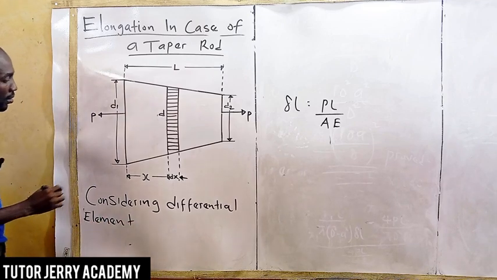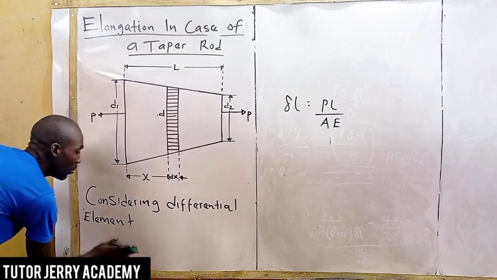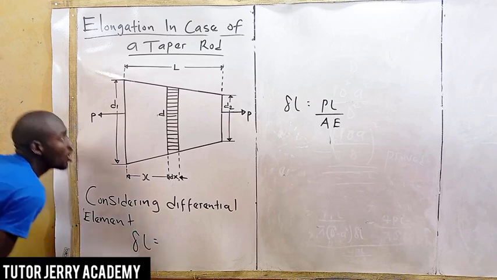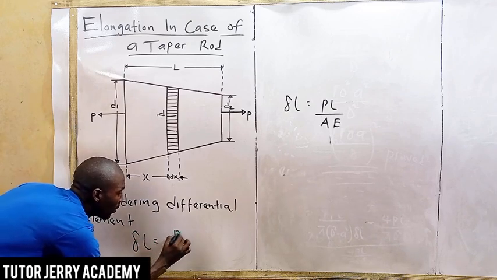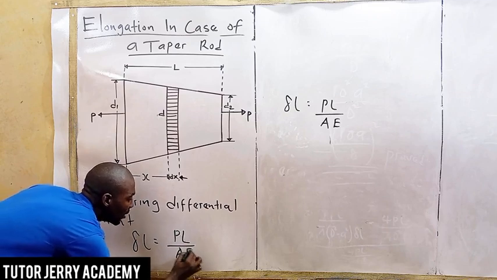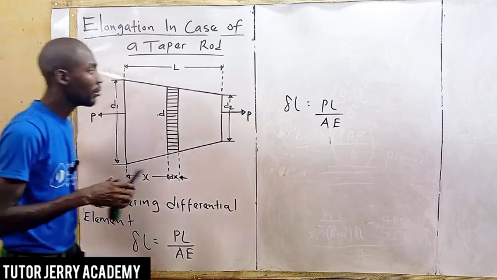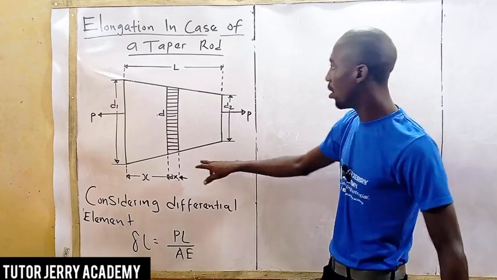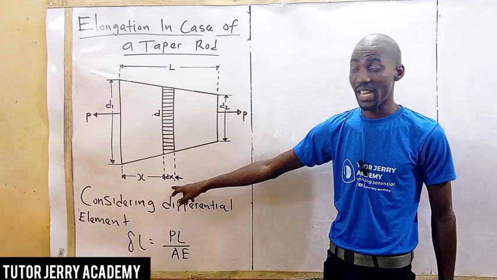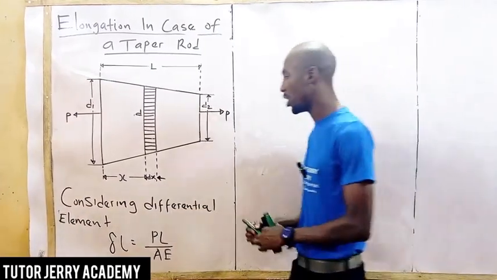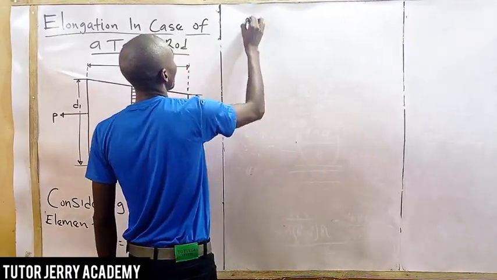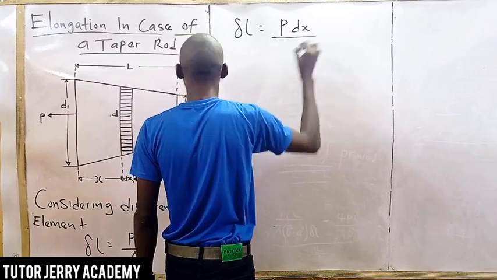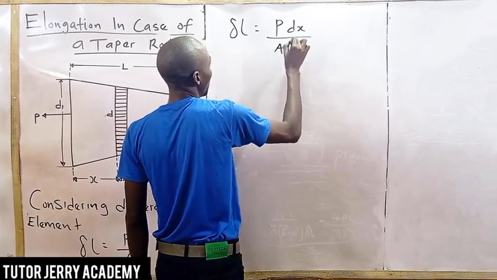We know that the deformation formula is delta equals PL all over AE. But what is the length of this differential element? It is dS. So this formula is going to change to P dS all over AE.